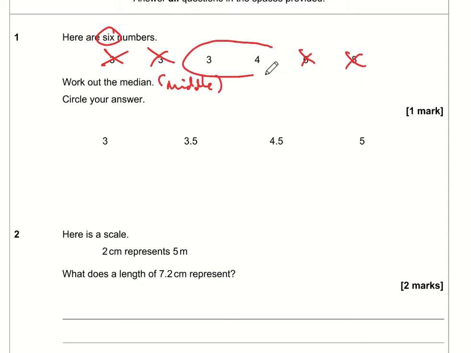So when we've got 2 in the middle, the median is halfway between the 2 in the middle, so halfway between 3 and 4 is therefore 3.5, so the median is 3.5.